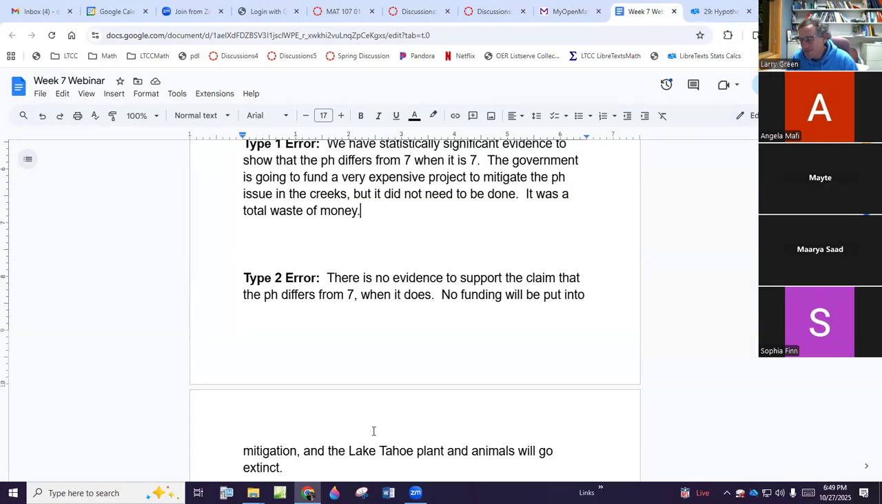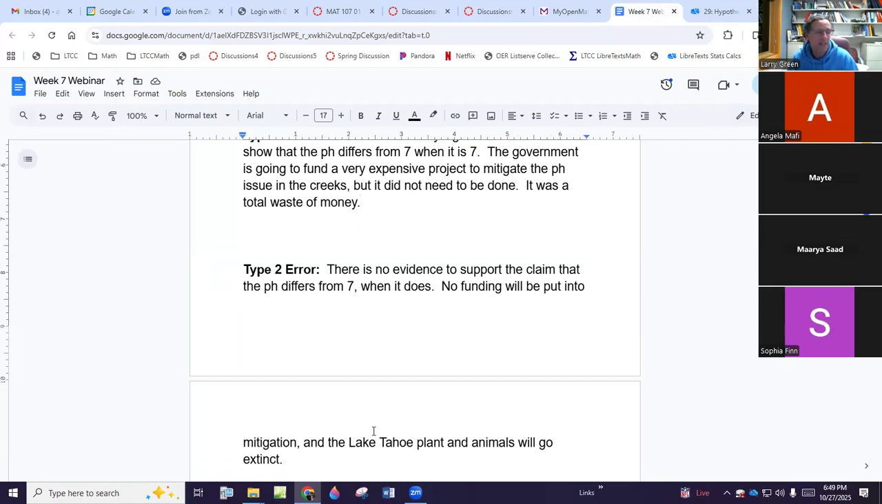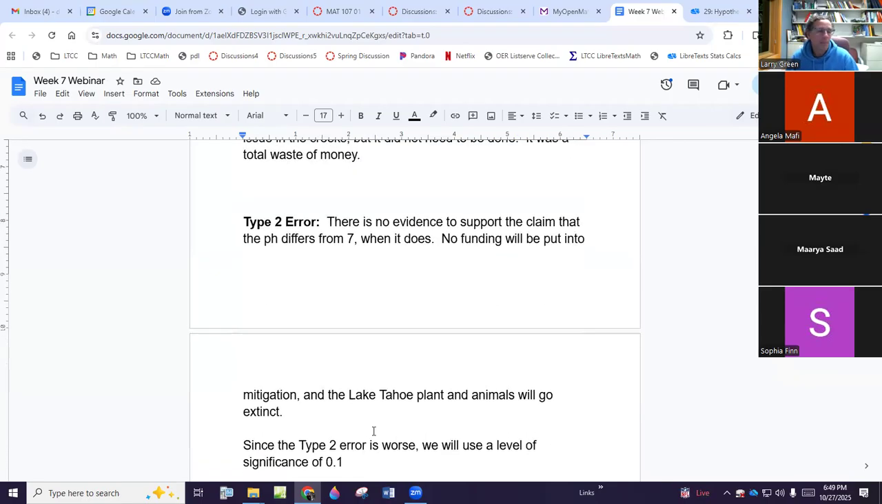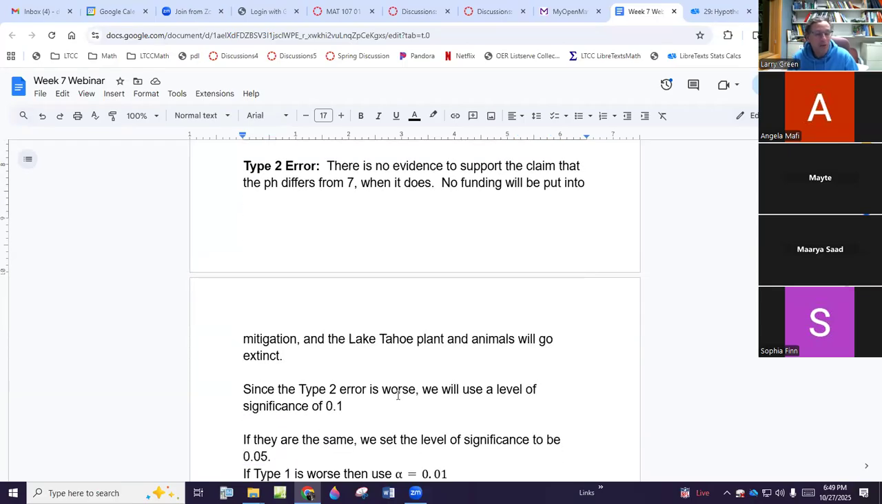So I apologize if you don't agree with me, but I'm an environmentalist and I think it's a lot worse to destroy the environment than to waste some money. But that's up to you. As long as you write a sentence or two of why, that's okay. But you have to explain why. So I think the type 2 error is worse.